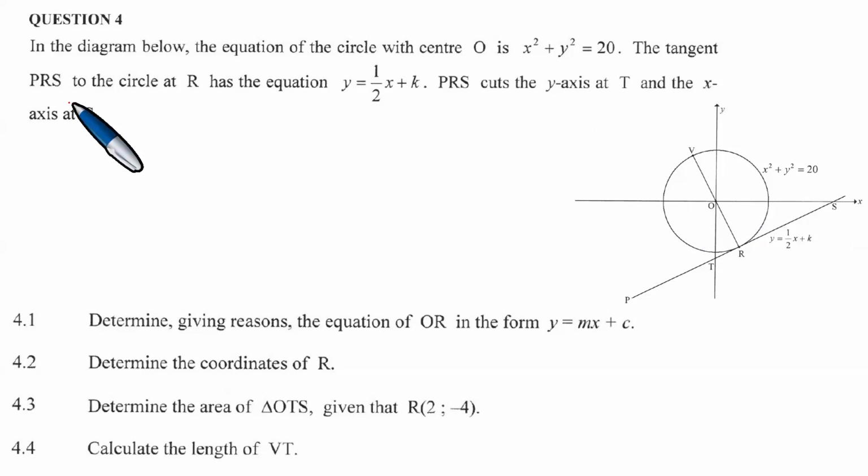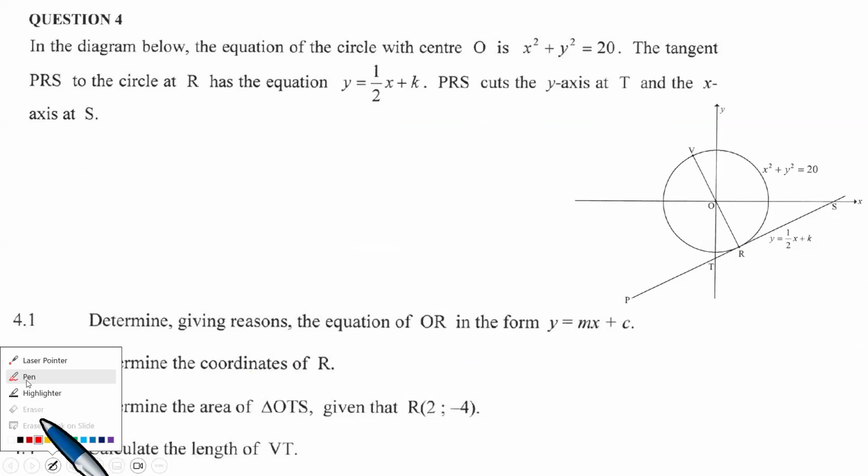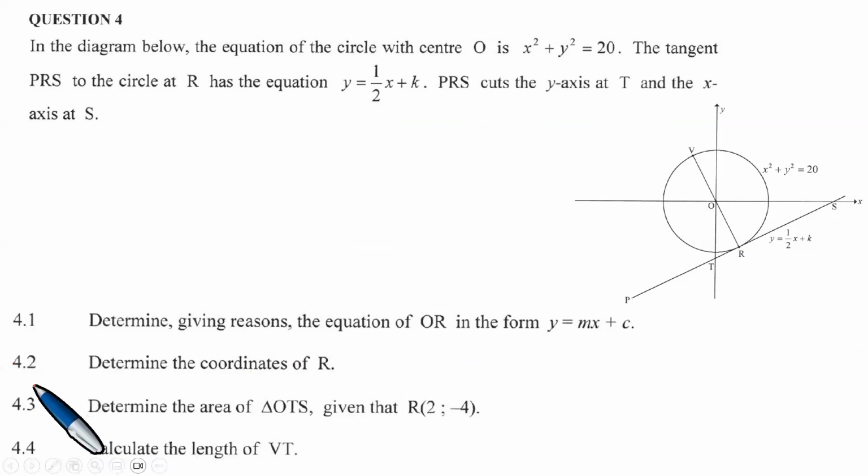The tangent PRS to the circle at R has equation y equals 1/2 x plus k. So we have that PRS cuts the y-axis at T, and the x-axis at S. Determine, giving reasons, the equation of OR in the form y equals mx plus c.